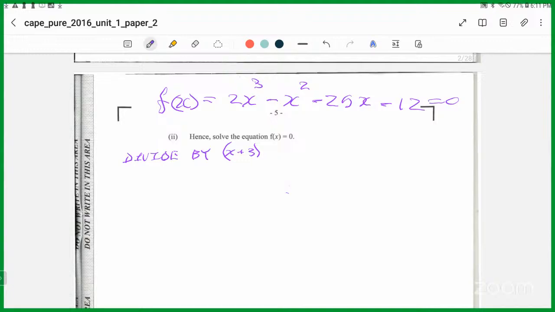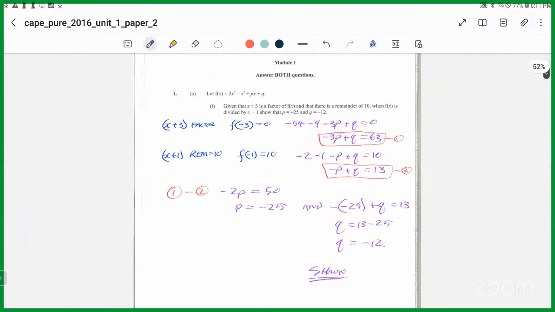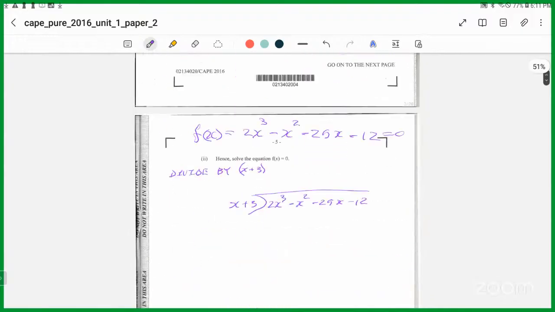So we're going to get x plus 3 into 2x cubed minus x squared minus 25x minus 12. Let's make sure that's what it is. Yes. Alright, we're going to divide this now.